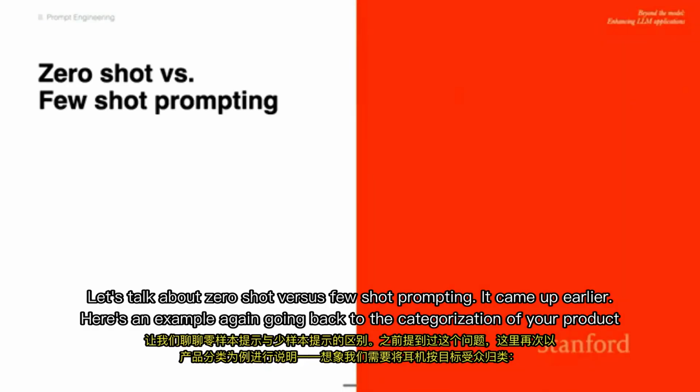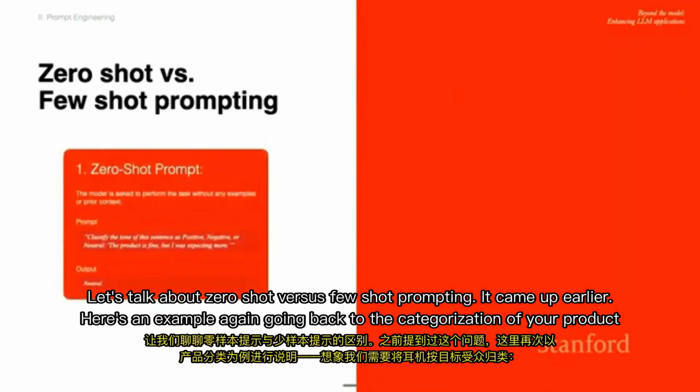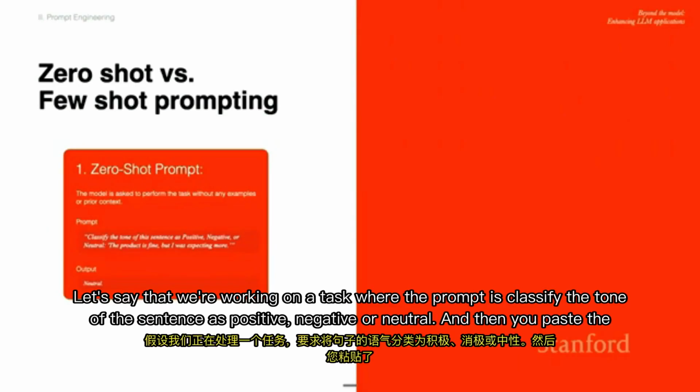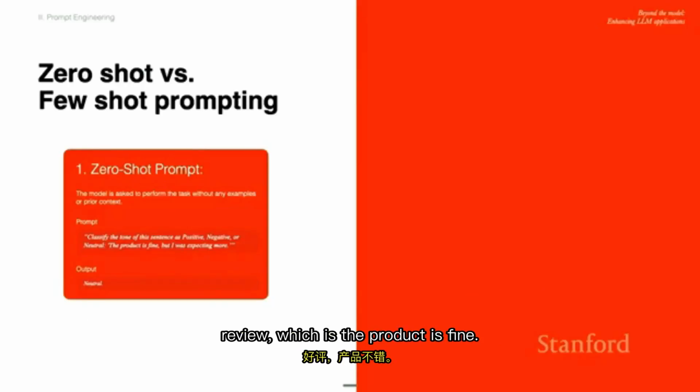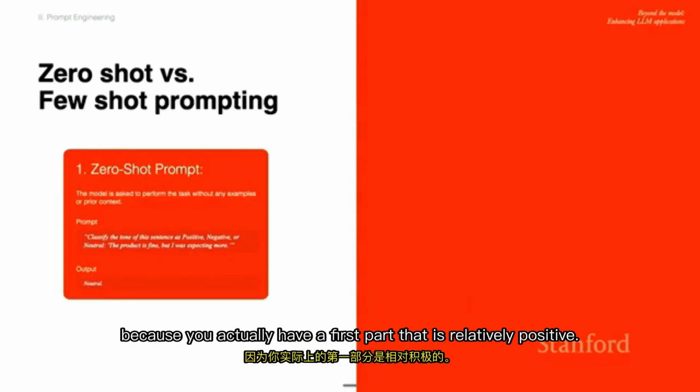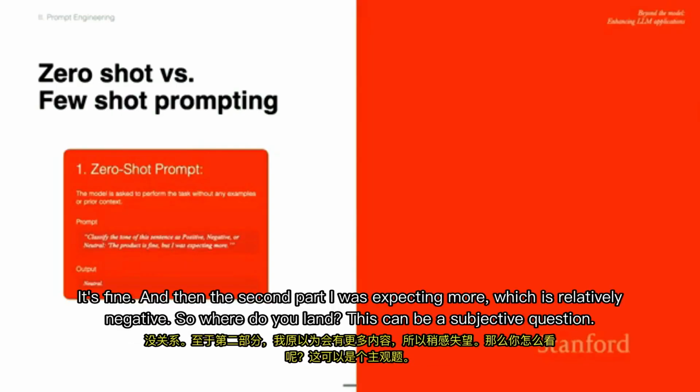It came up earlier. Here's an example, again, going back to the categorization of product reviews. Let's say that we're working on a task where the prompt is: classify the tone of this sentence as positive, negative, or neutral, and then you paste the review, which is: the product is fine, but I was expecting more. If I were to survey the room, I would bet that some of you would say it's negative. Some of you would say it's neutral, because you actually have a first part that is relatively positive. It's fine. And then the second part, I was expecting more, which is relatively negative. So where do you land?